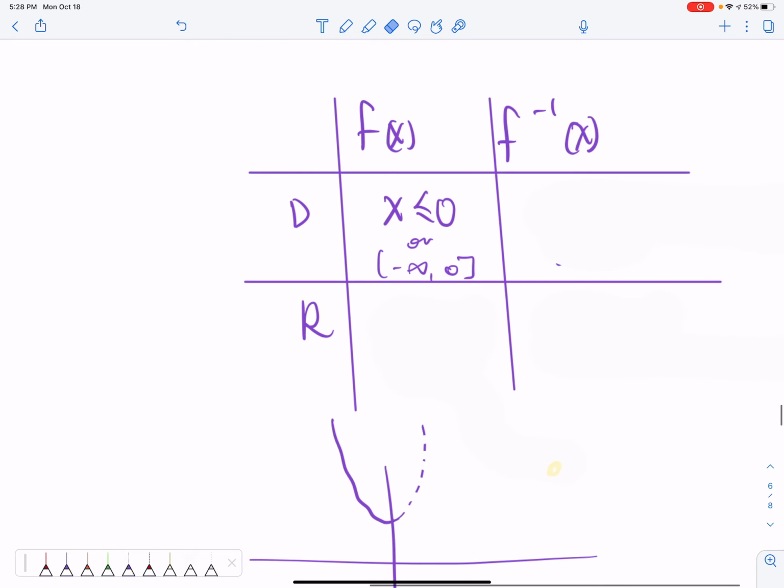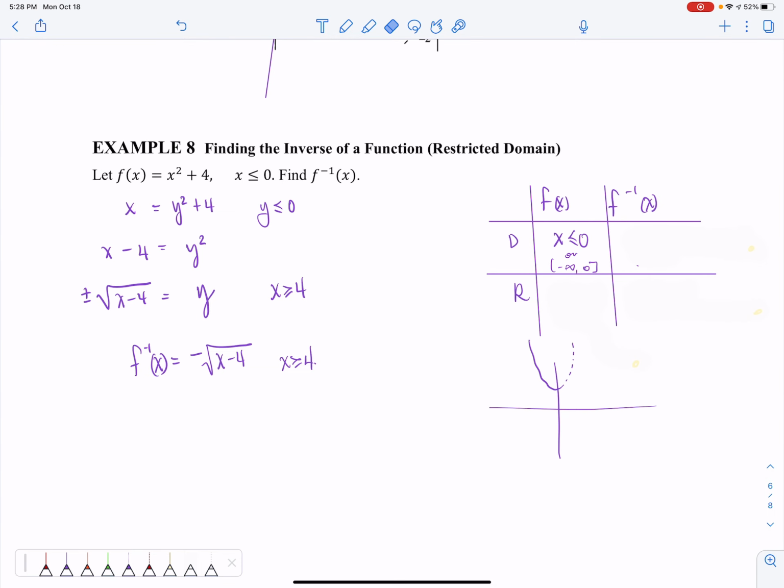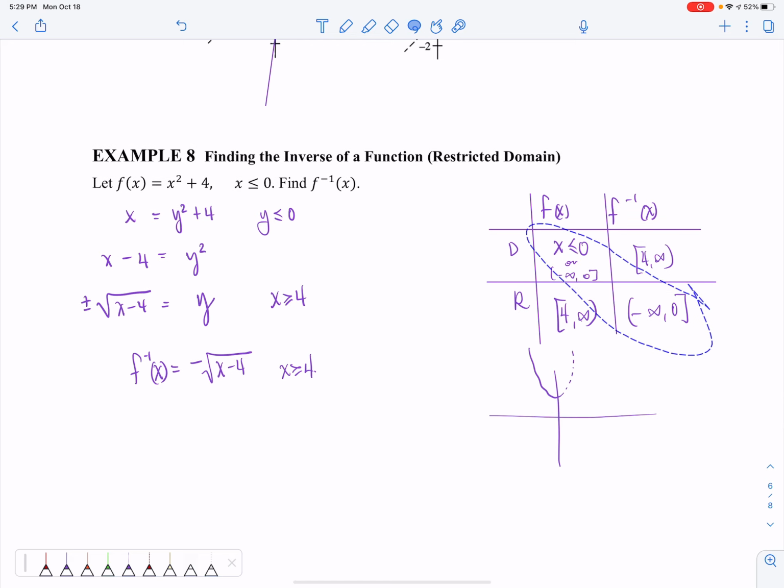I wanted to point out really quickly that domains and ranges can be traded. And so here, it's pretty easy to see that the domain of the original was that restricted version. The range of my original, if I had graphed it, and you can tell this on my graph, is from 4 up to positive infinity. Well, remember that the interesting fact says that domains and ranges are traded. So then that means the domain of the inverse is going to be from 4 to infinity, and the range of the inverse is going to be from negative infinity to 0. And again, you can see here that they are just simply trading according to interesting fact number 2.